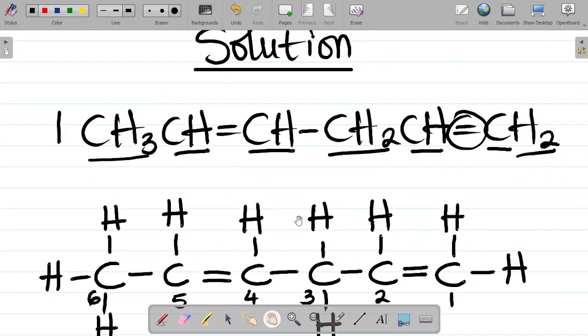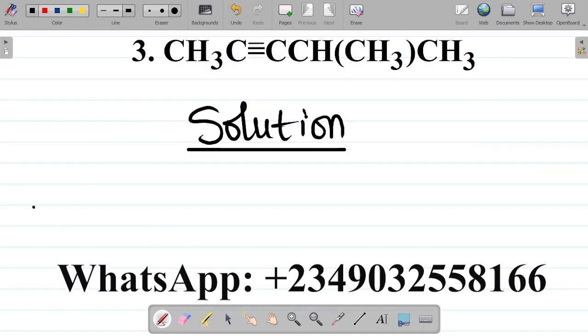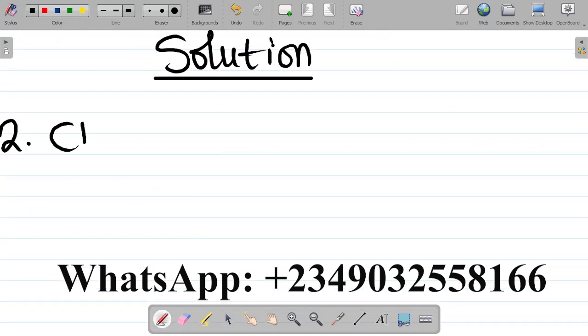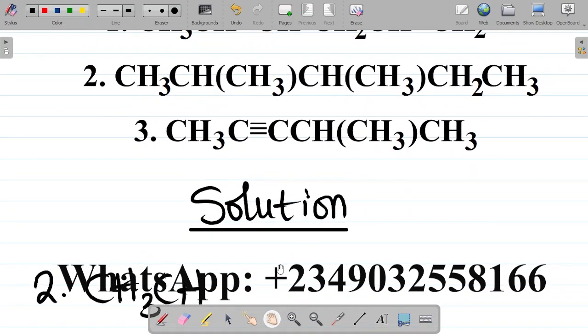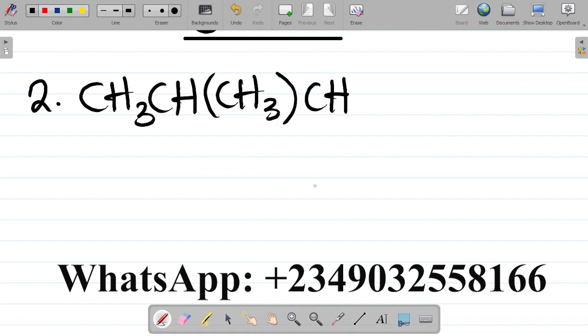Let's go to the second example there. Example number 2. Okay, so example number 2, what I have there is CH3CH. So this is CH3 and then CH. Then in bracket CH3CH, in brackets we have CH3 and then CH.